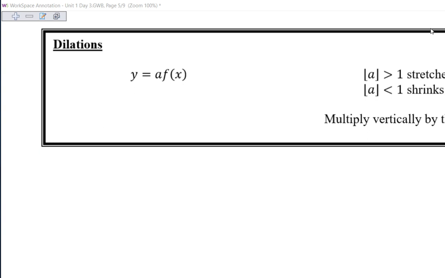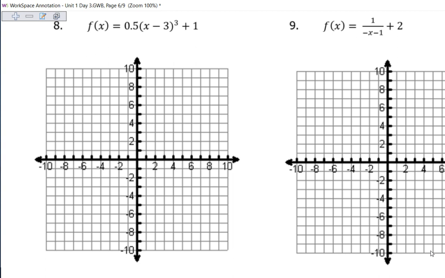So if it shrinks vertically, it's going to get flatter. And usually that's going to be a fractional value. So if it's a fractional absolute value for A, it's going to make it shrink. And you just multiply vertically by the value of A. And we'll have several examples where we're working through those.